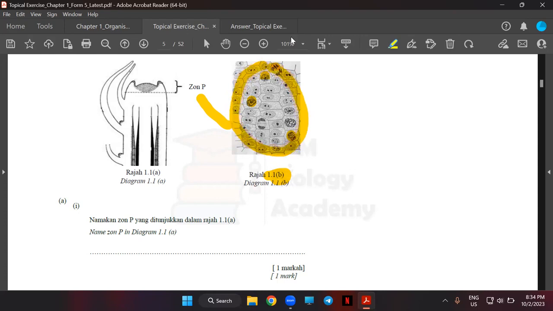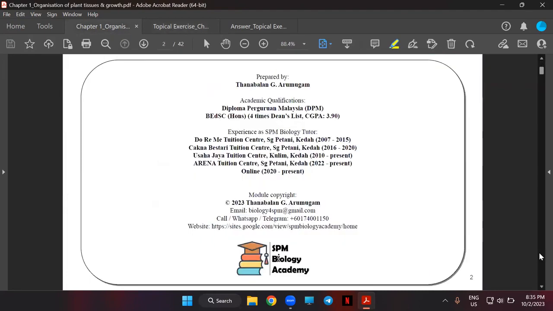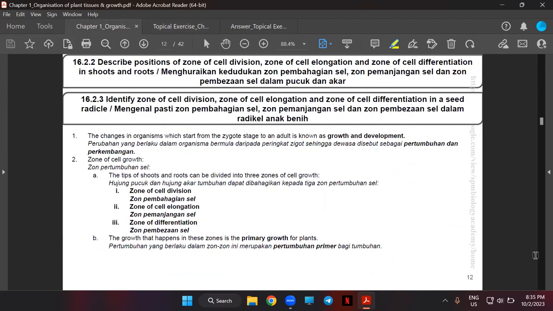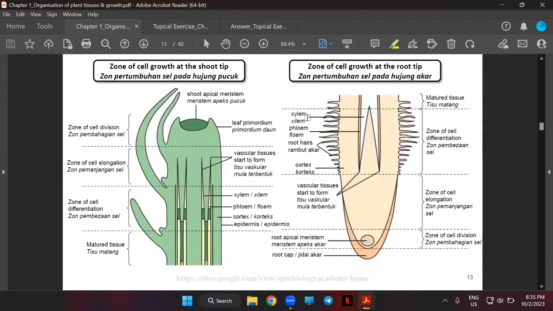Rajah 1.1b ialah yes, Dinesh Kumar, tepat sekali. Rajah 1.1b ialah gambar yang menunjukkan mitosis, iaitu cell division. Dan mitosis berlaku di zone P, di mana zone P kita panggil sebagai zone of cell division, zon pembahagian sel. Mana dia? Let me show to you. This is the one. You see here? Zone of cell division, zon pembahagian sel. That's the one.